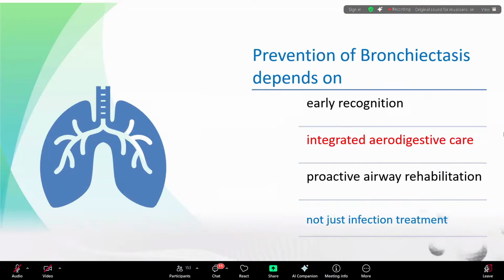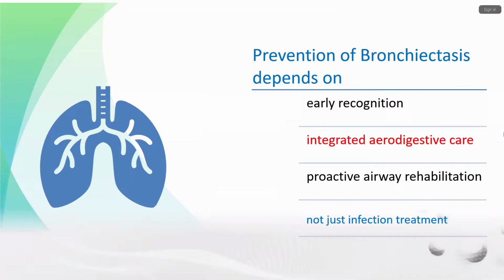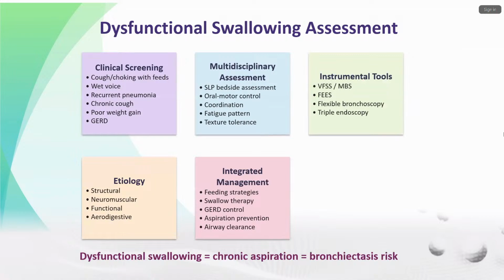So preventing bronchiectasis depends on early recognition, as I mentioned with the red flag signs, and integrated aerodigestive care is the key. So the answer to my poll question about how to prevent bronchiectasis in this case is aerodigestive care or evaluation.